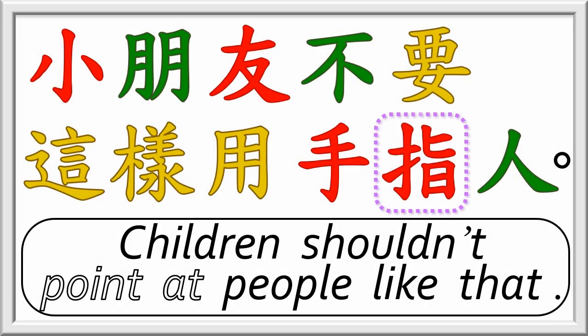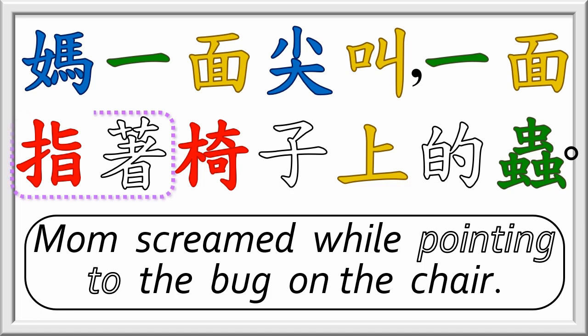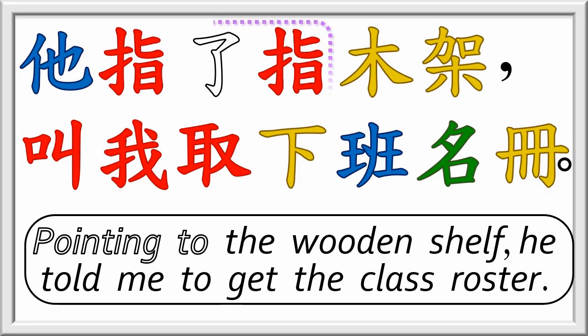小朋友，不要这样子用手指人. Children shouldn't point at people like that. 妈，一面尖叫，一面指着椅子上的虫. Mom screamed while pointing to the bug on the chair. 她指了指木架，叫我取下班名册. Pointing to the wooden shelf, he told me to get the class roster.